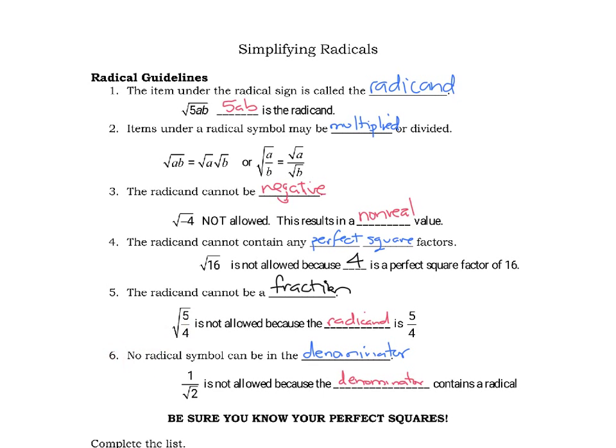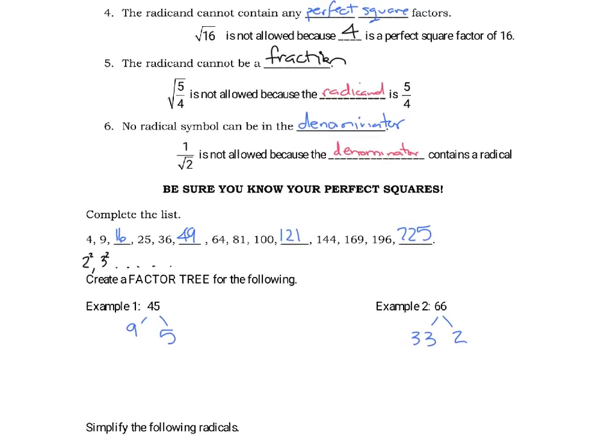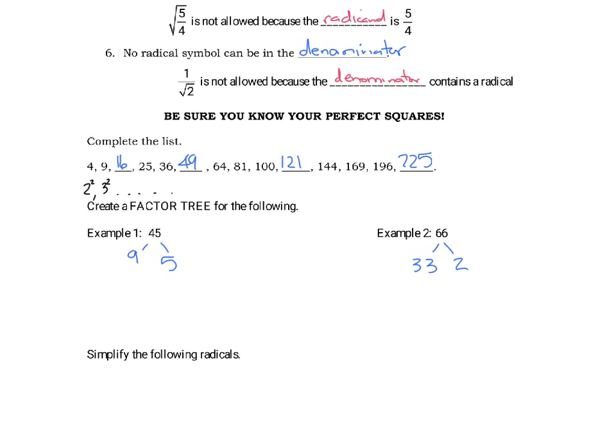And number 6. Let me scroll this up. No radical symbol can be in the denominator. So 1 divided by the square root of 2 is not allowed because the denominator has a radical. And that's not cool. Be sure that you know your perfect squares.